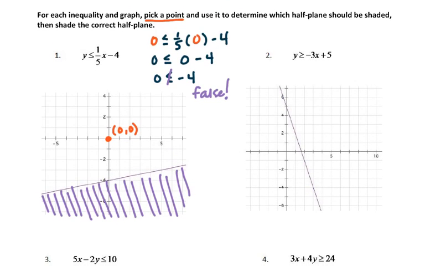Okay, let's try number 2. Again, I'm going to be lazy and pick the point 0, 0, but in reality, we could pick any point we like, any xy pair. Just make sure we plug them in the correct place and we're good to go. Again, here we're going to plug it in for y and for x, and I'm going to write it off to the side. So 0 is greater than or equal to negative 3 times 0 plus 5.